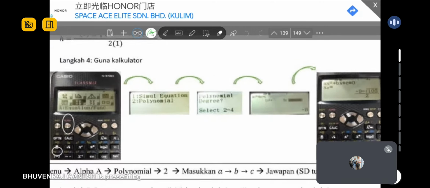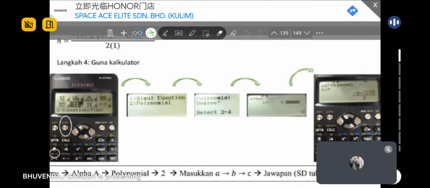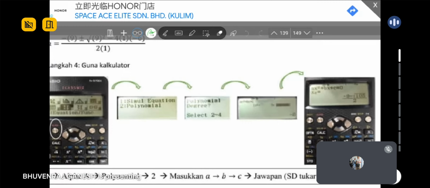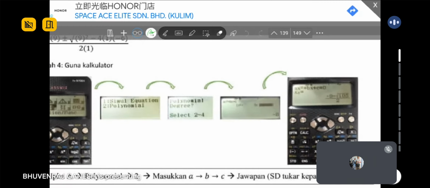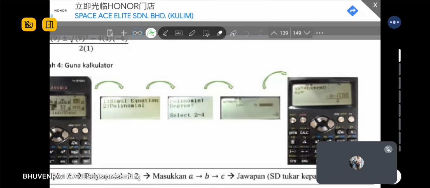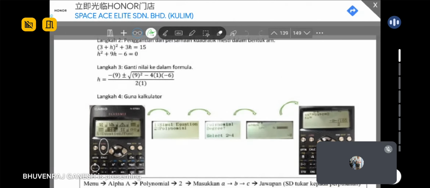Okay? So you just go to your, because I don't use this calculator. Saya tak biasa guna calculator ni. So orang yang pernah buat akan faham lah. You all will know. Okay, so you just follow the step like how they show over here. Okay, but for me, I will prefer manual method. Saya akan lebih suka kaedah manual.